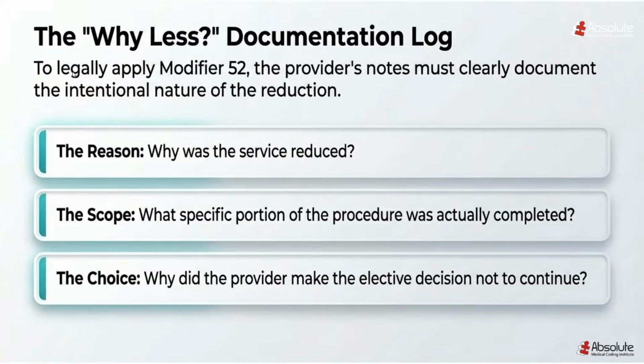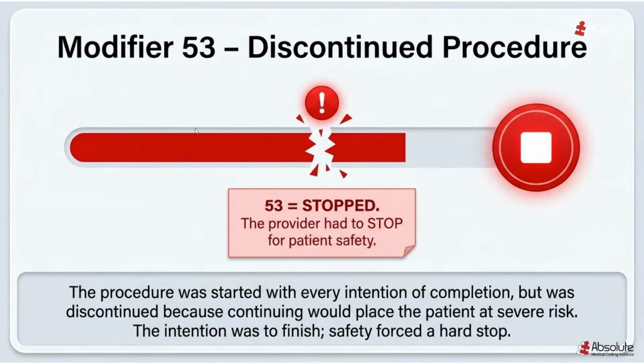All right. So now, when you're looking at your documentation, in order to apply modifier 52, the documentation must document the reason why the service was reduced, the scope, what specific portion of the procedure was actually completed, and the choice, why the doctor made that decision to reduce the procedure. All right, so I think they're a little more relaxed on reduced.